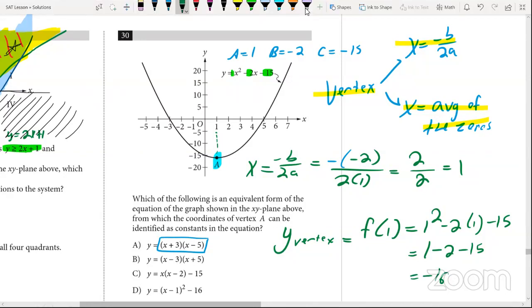So the question is saying, where can we see the coordinates of the vertex identified as constants in the equation? So the coordinates are 1 and -16. Which one do we see a 1 and a 16 in? In general, that would be choice D, and the answer to 30 is D.